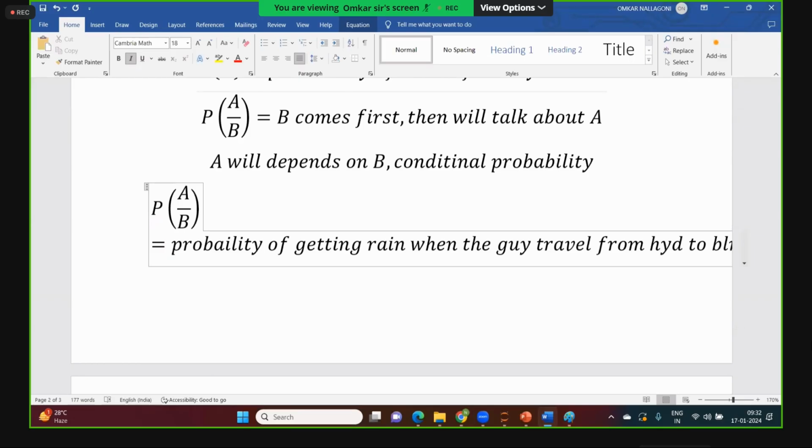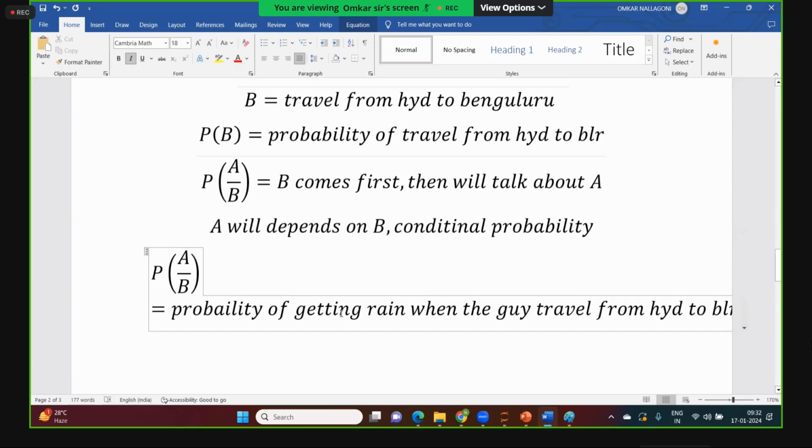Now you are combining both. So when he goes, what is the chance of getting rain? Is that use case there or not? Definitely yes. When you are traveling, that is that. So who will come first? B comes first. What is the B?